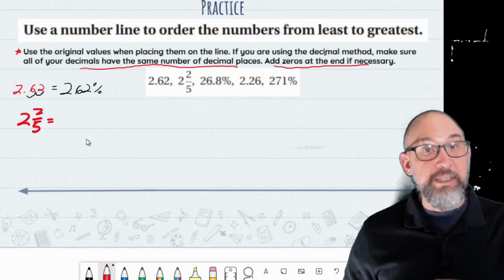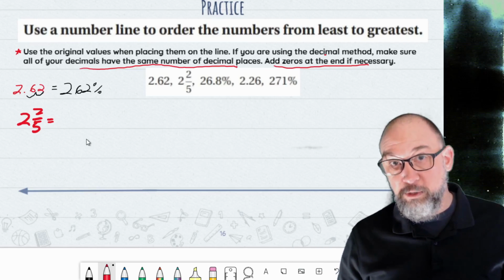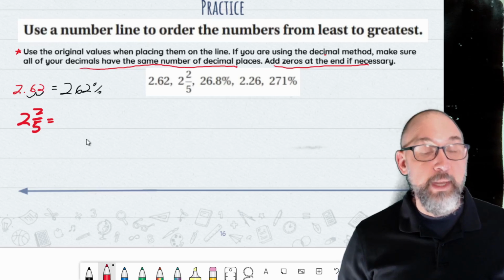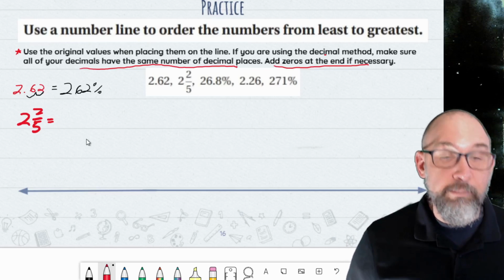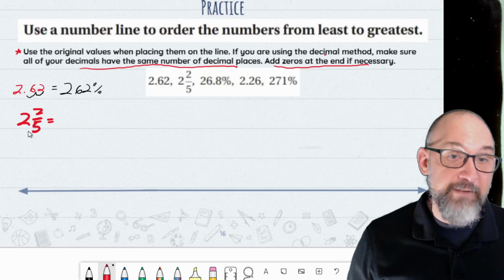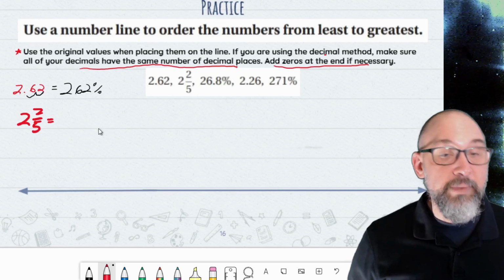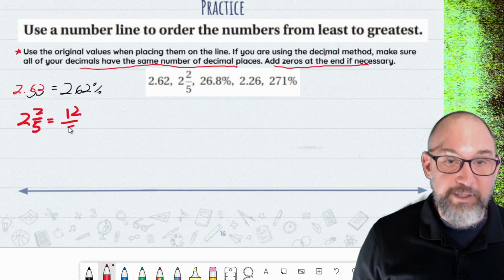to understand that you can separate that 2 out and the 2/5 out and just work on the 2/5 and reattach it to the 2, that is another option. However, what I'm going to do now is the first method. I'm going to turn this to an improper fraction. So I'm going to multiply 5 times 2, which is 10, because there are 10/5 in 2, and add that to the 2/5, and that's going to give me 12/5.